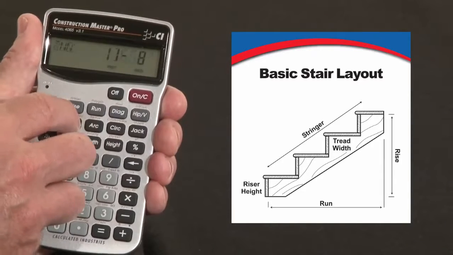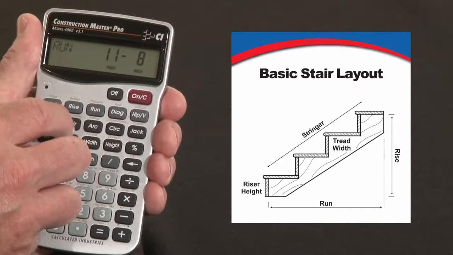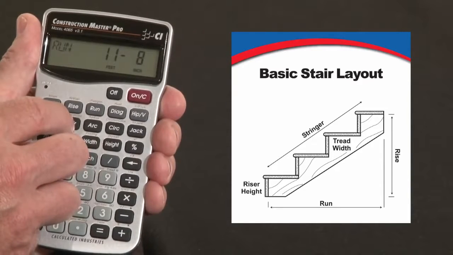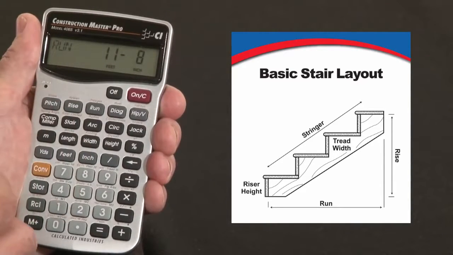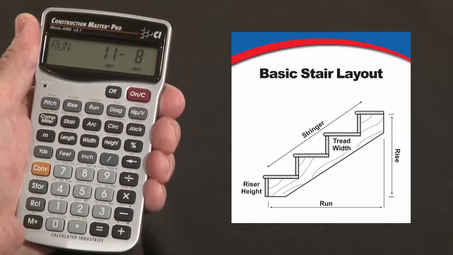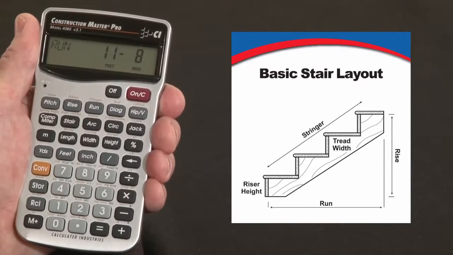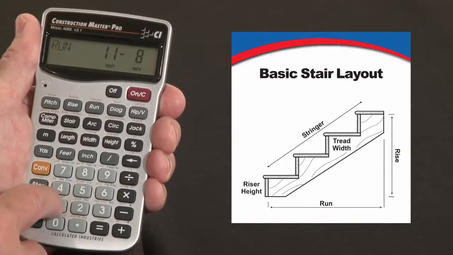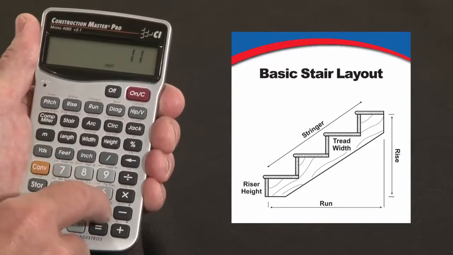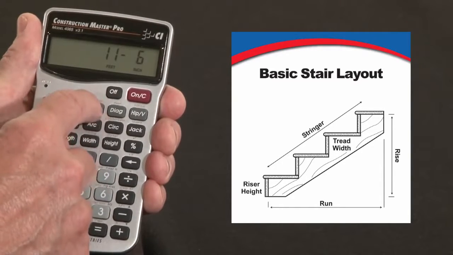The final press gives us the total run of the stairway, which is 11 foot 8 inches, which would probably work in this situation. Now in another situation, let's say you're building these stairs into a basement and you only have 11 foot 6 inches of horizontal run to work with. So we would put that in by 11 feet 6 inches and call that the run.